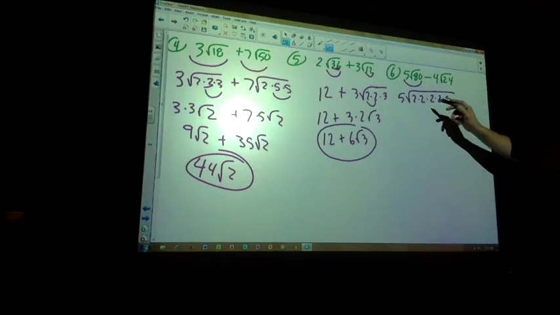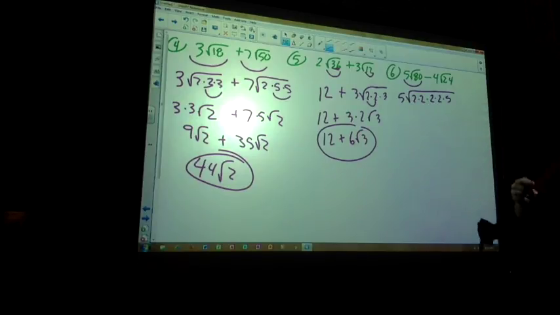So is 80 broken down completely? 2 times 2 is 4, times 2 is 8, times 2 is 16. 16 times 5 is 80. Oh, darn.